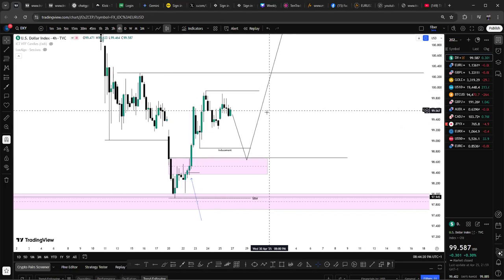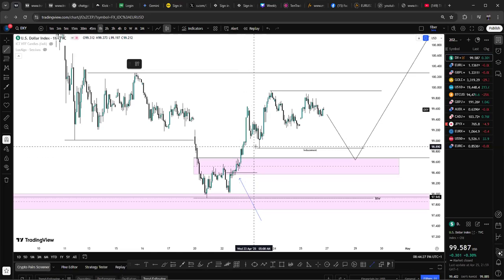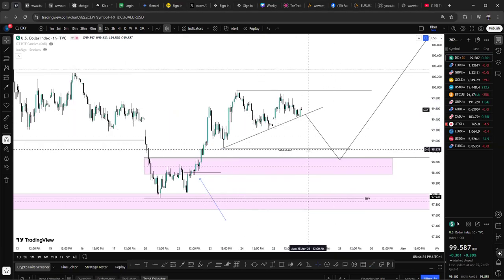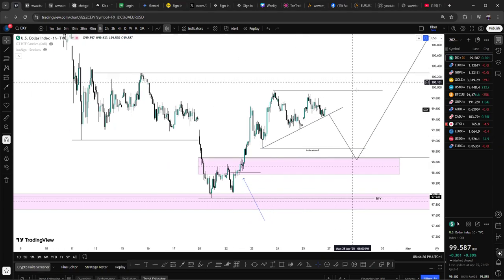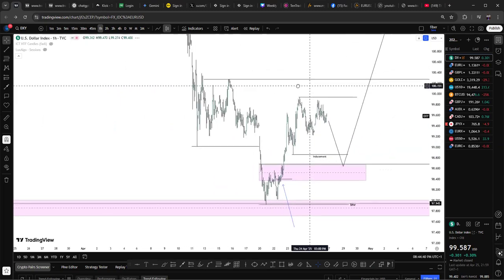So we want to see how it trades. Maybe we can take out all this trend line liquidity that we have built up here, right to the origin of it, and then we tap into that area. From there, we can push higher. So that's my view on DXY.